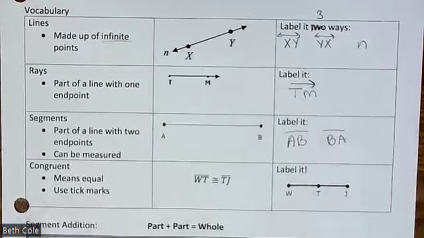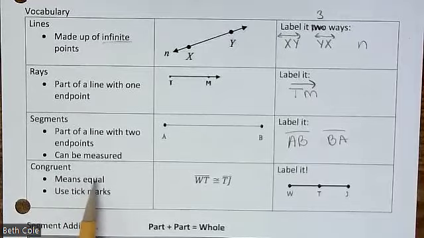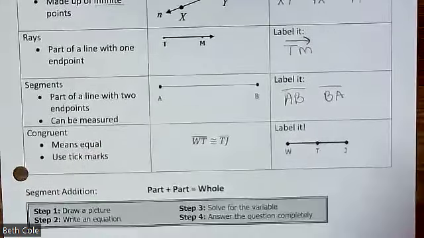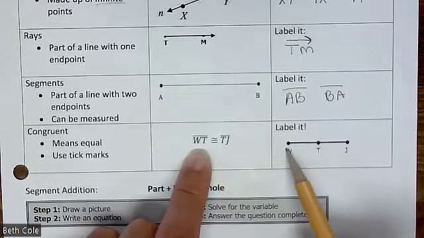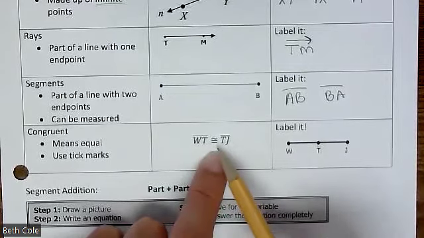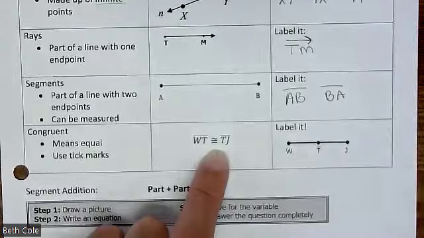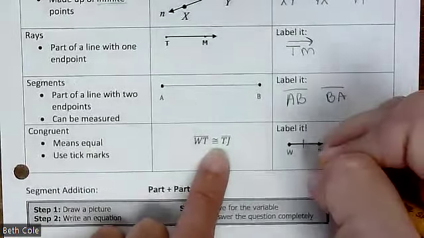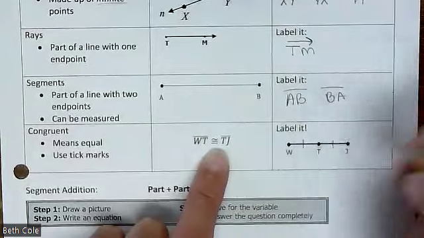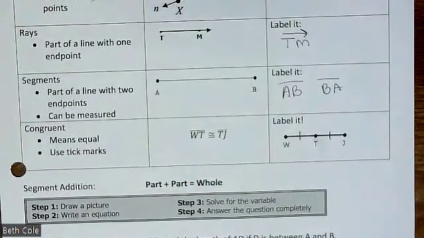All right. Congruent means equal, and we label them with little tick marks. So if this says WT, do you see how WT is right here? This little symbol means congruent. It's an equal with a tilde on top. That means congruent to TJ. What we do is we put a little tick mark in there, and that means they are congruent, which means the lengths are equal. So you just put a little tick mark in there. Go ahead and do that. You'll get used to seeing those all over the place because congruent means equal.